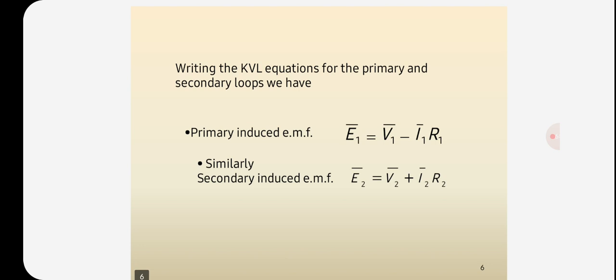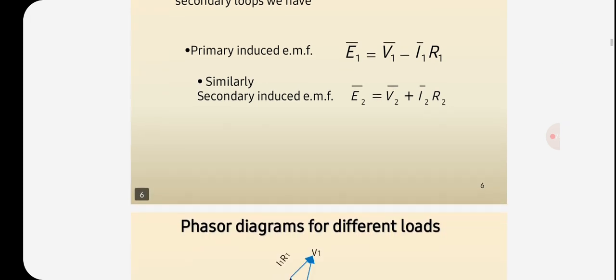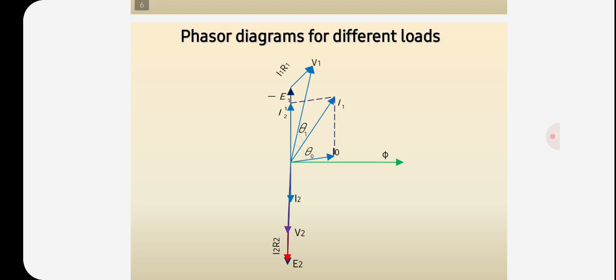Here, the KVL equations for the primary and secondary loops give the primary induced EMF E1 equal to V1 minus I1 R1, the voltage drop, and the secondary induced EMF E2 equal to V2 plus I2 R2. And here we have the phasor diagrams for different loads.